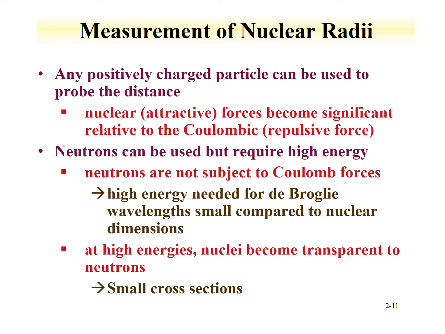The high energies are needed for the de Broglie wavelength, so the wavelength that the neutron takes as it's traveling needs to be small compared to nuclear dimensions. And the problem with using neutrons is the higher the energy of the neutron, the less probable the interaction that neutron is going to have with the nucleus. So the cross-section, which we'll describe later, and which we talked about in terms of the chart of the nuclides information, the probability of a reaction of a neutron with the nucleus to obtain this measurement is small. So really, measuring nuclei is best done with positively charged particles.